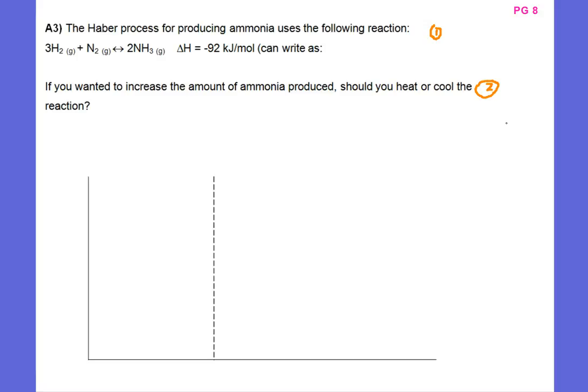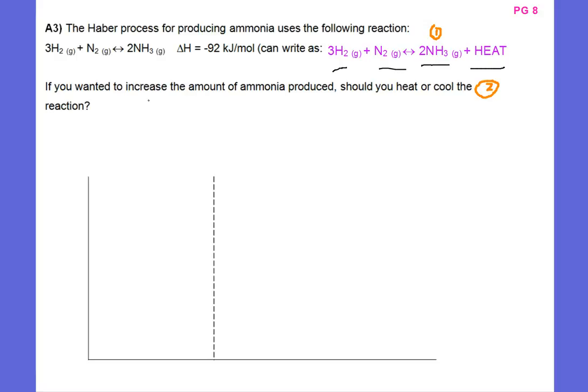Looking at the third example on temperature, the last example on temperature is A3. The Haber process for producing ammonia uses the following reaction: 3 hydrogen gas molecules react with 1 nitrogen molecule to produce 2 ammonia molecules. And that's delta H minus 92 kilojoules per mole, which means it is going to be an exothermic reaction. So if I skip forward one, we can write that down as 3H2 plus N2 in equilibrium with 2 ammonia molecules plus heat, because it's an exothermic reaction.